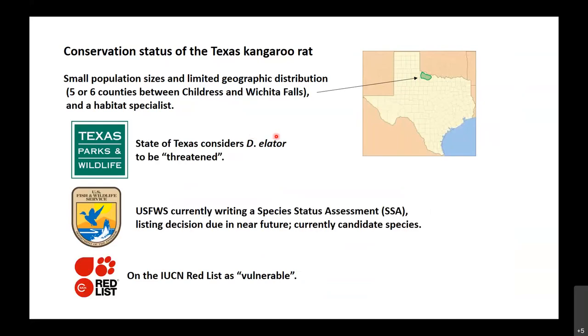So as Jonah was mentioning in the introduction, Texas Parks and Wildlife is concerned about the species, is interested in research and conservation action, the state of Texas considers it to be threatened. U.S. Fish and Wildlife Service, again, as Jonah mentioned in the introduction, has it listed currently as a candidate species, but they are writing the required SSA, and a listing decision is probably due in the near future, but you know, the exact date, I'm not sure of. The species is listed on the IUCN list as well.